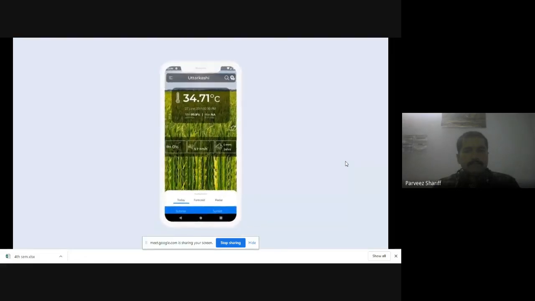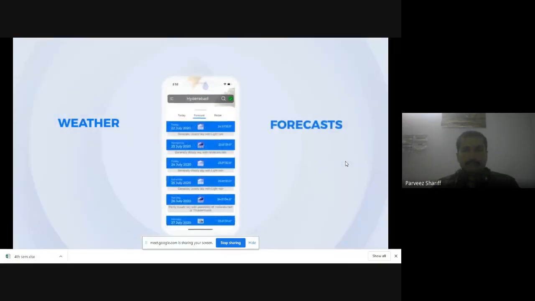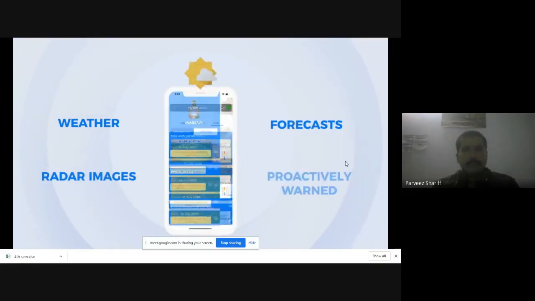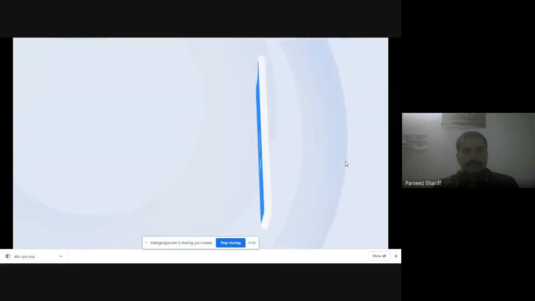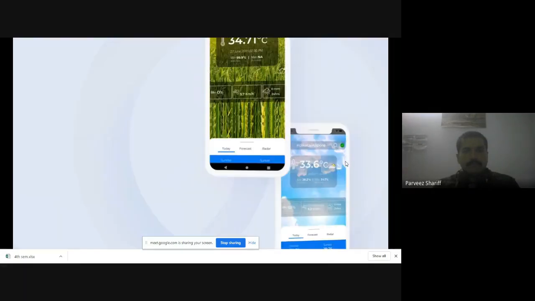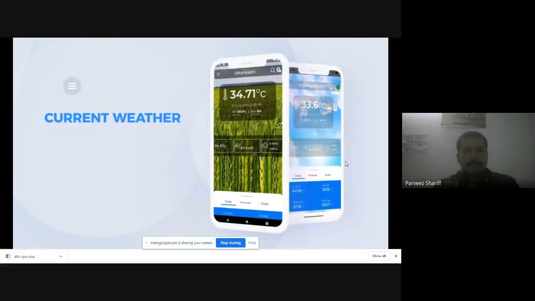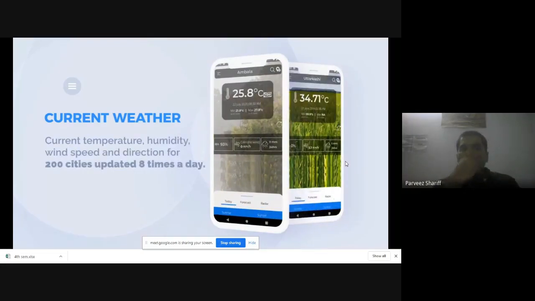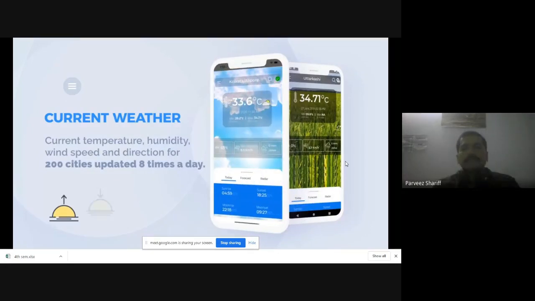Users can access observed weather, forecasts, radar images, and be proactively warned of impending weather events. The MOSA mobile app has the following 5 services. 1. Current weather, which provides the current temperature, humidity, wind speed, and direction for 200 cities, updated 8 times a day. Information on sunrise, sunset, and moonrise, moonset are also given.